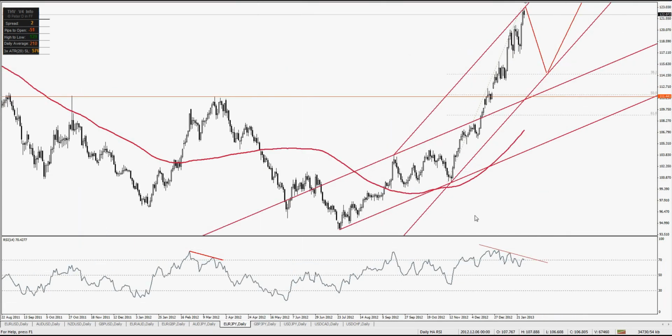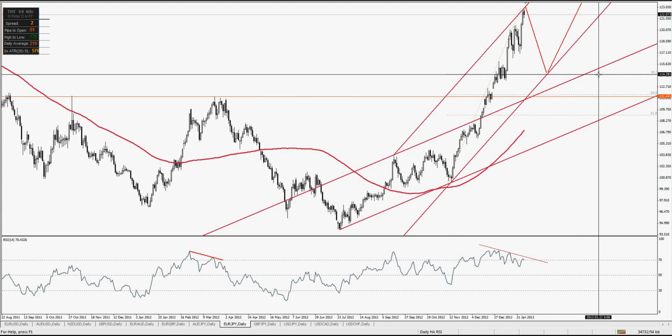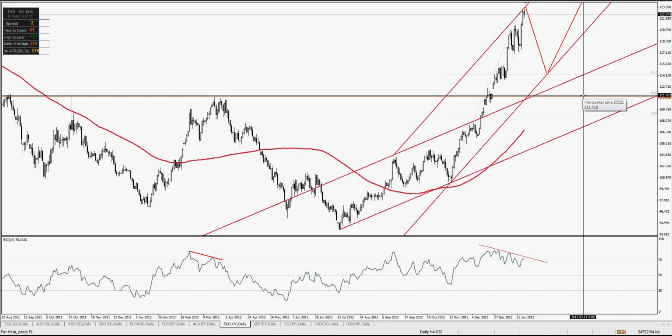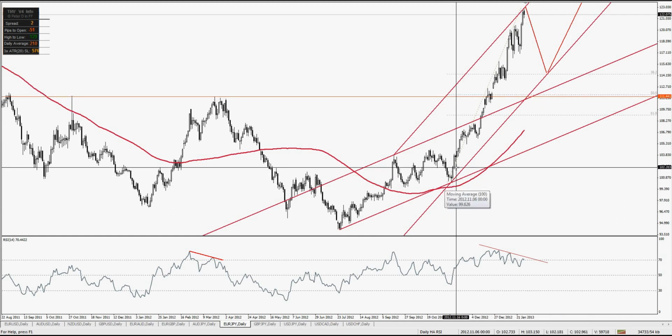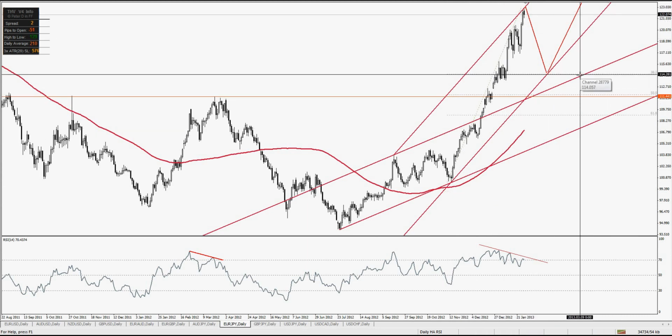Same thing is going on here. If we have a 1, 2, 3, maybe a 4 back down into 114, possibly even down to 111. I doubt if it gets that low. That'd be almost 50% back of this leg. The 382 is at 114.28.